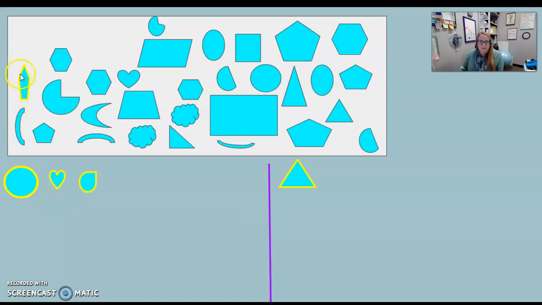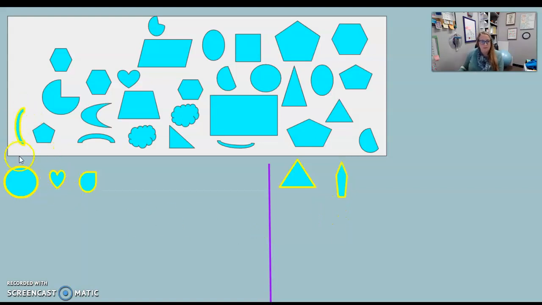Alright, what about this one? Let's see how many sides it has. 1, 2, 3, 4, 5. What's a 5-sided shape called again? Yeah, it's called a pentagon. So, should a pentagon go with the circle, heart, and drop, or should it go with the triangle? I'm going to put it with the triangle.